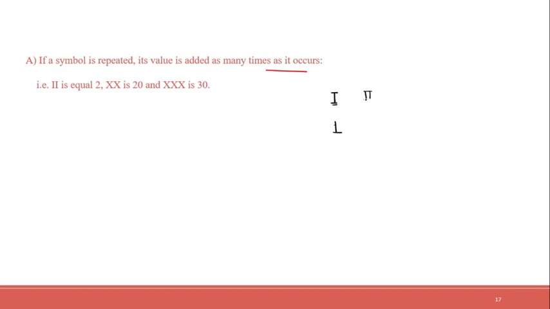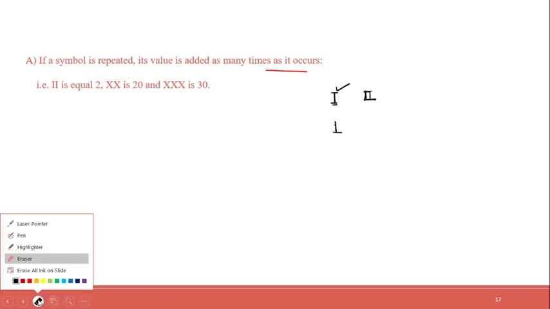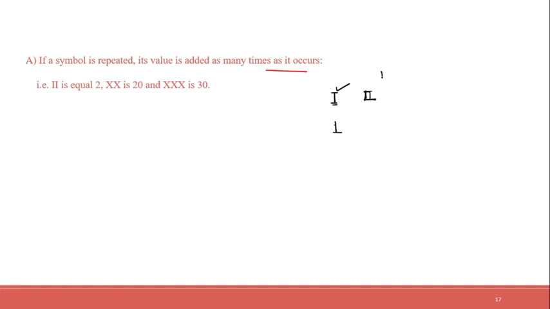Now I have repeated this symbol twice like this. Or we can write it like this also. Similarly, we can write it like this. This is 3, this is 2. That means if it comes once, it means 1. If we write it 2 times, it becomes 2. Then if we write it 3 times, it becomes 3.